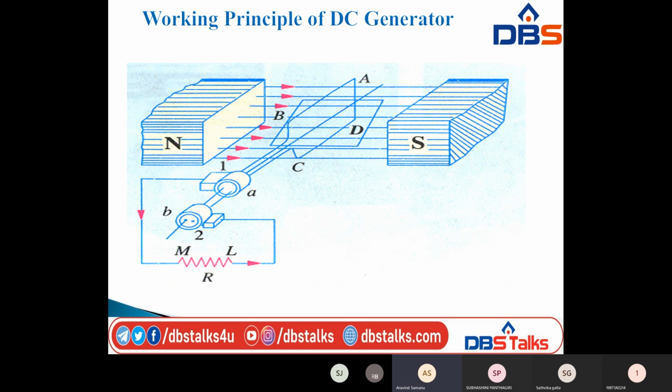So this vertical portion of the coil is the starting portion. According to Faraday's laws, the EMF induced is proportional to the rate of change of flux linkages.